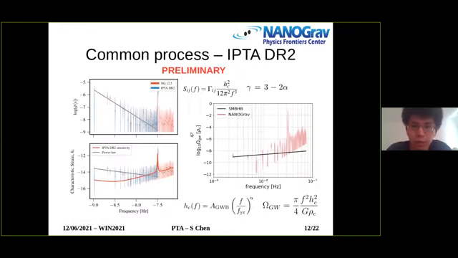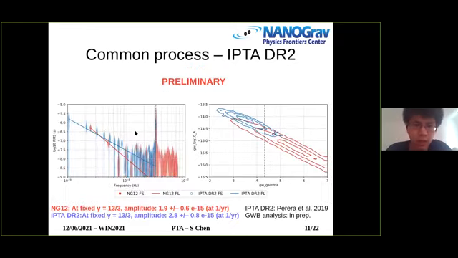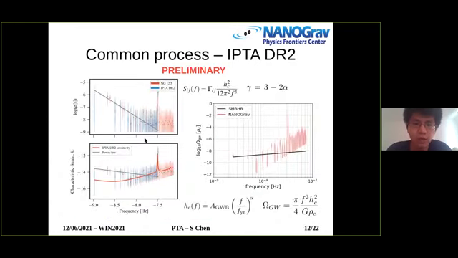Oh, right. Oops, I forgot about this. You can also translate these. So on the left here, you can translate this into the strain space, so your frequency versus characteristic strain, or the omega space, where you have the gravitational wave energy density. So these three are all equivalent, and there are some formulas that relate the three of them.